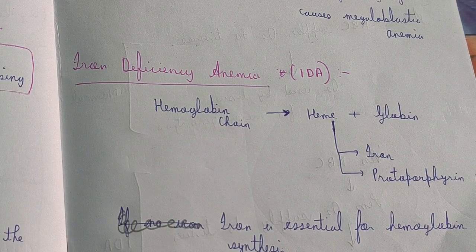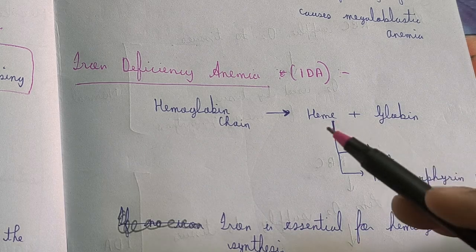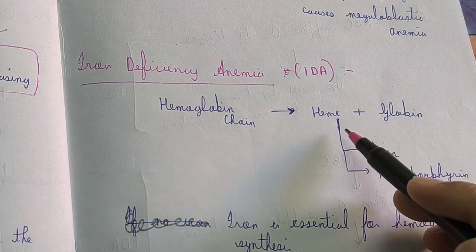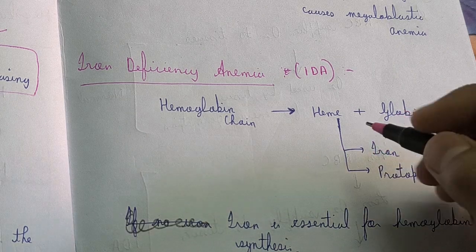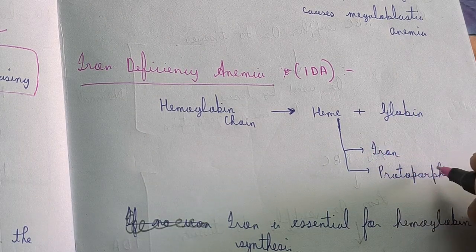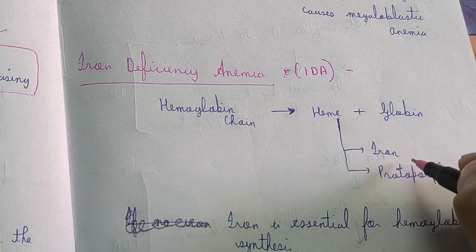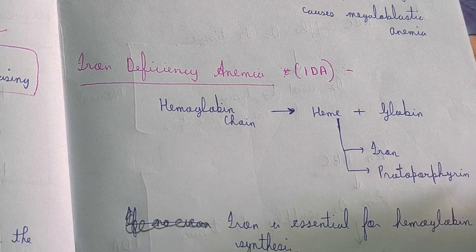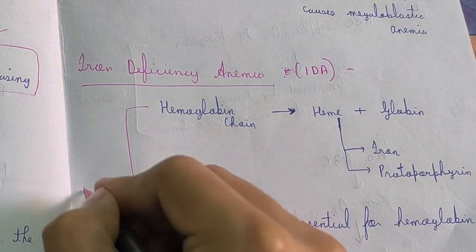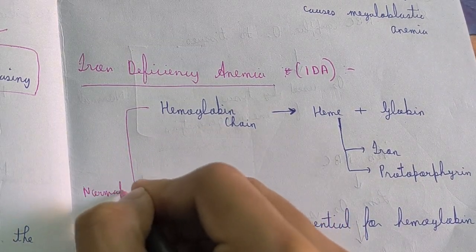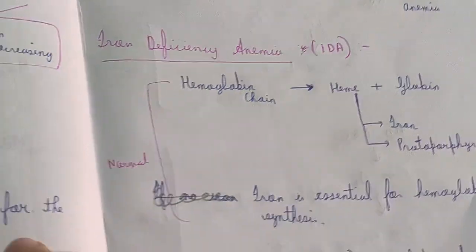First of all, the hemoglobin chain is made up of heme and globin, and heme contains iron and protoporphyrin 9. That is, heme is made up of iron and protoporphyrin 9. So you can see that iron is essential for hemoglobin synthesis. This is the normal physiological hemoglobin synthesis.